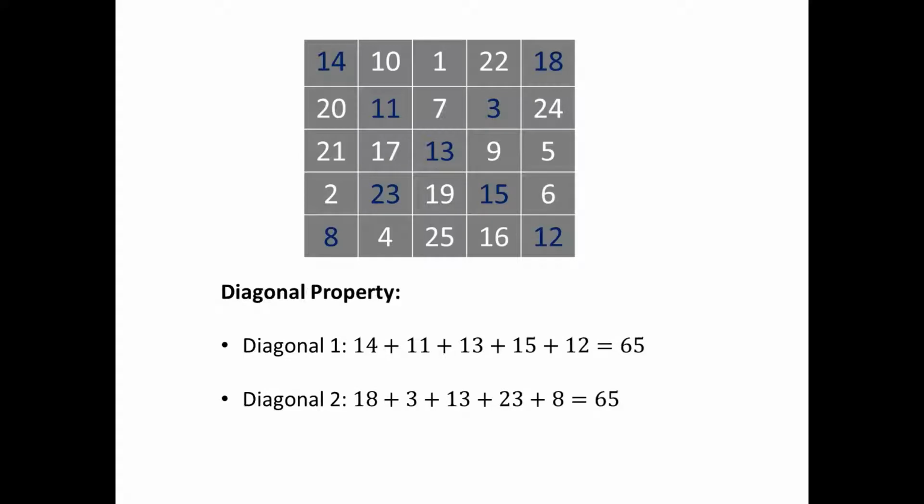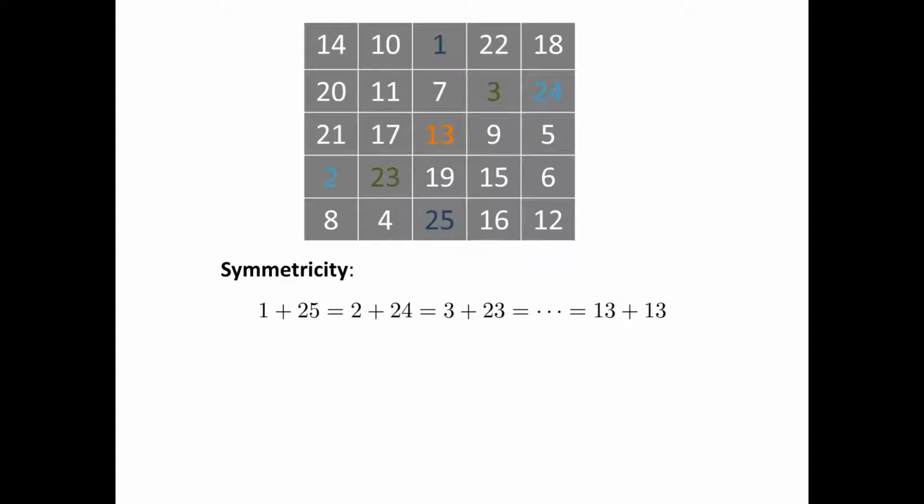The third property is called the diagonal property. The first diagonal, 14, 11, 13, 15, and 12, has sum 65. The other diagonal also sums up to 65.